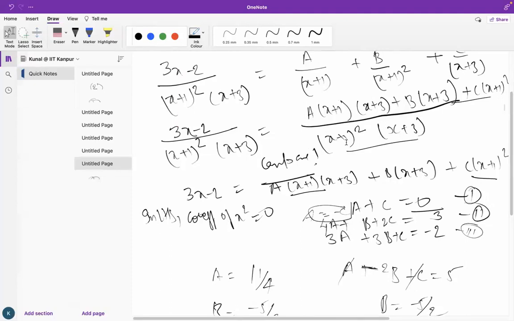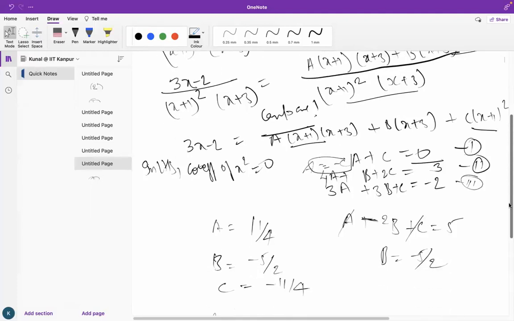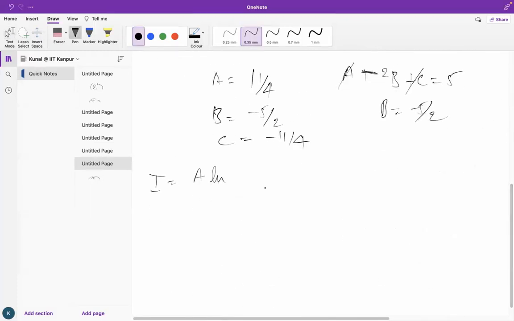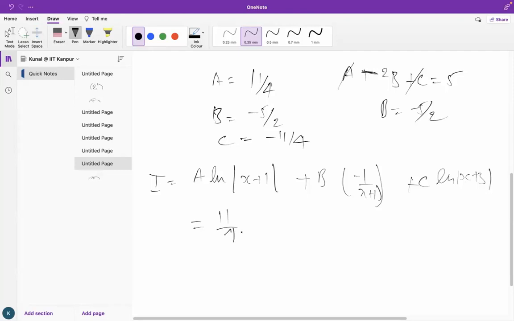So here we get the A by x plus 1 term, right? So its integration will be A ln mod of x plus 1, right? And then plus the B term, which will be minus 1 by x plus 1. Just integrate the form, and then we get C ln mod x plus 3. And then try to substitute here the values of A, B, and C. So what we get? 11 by 4 ln mod x plus 1.